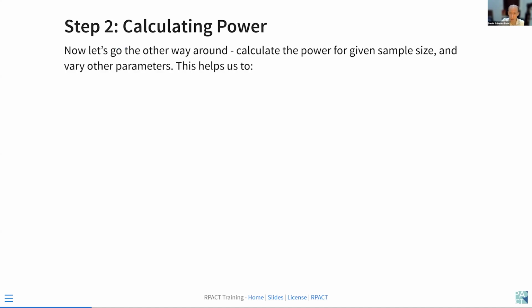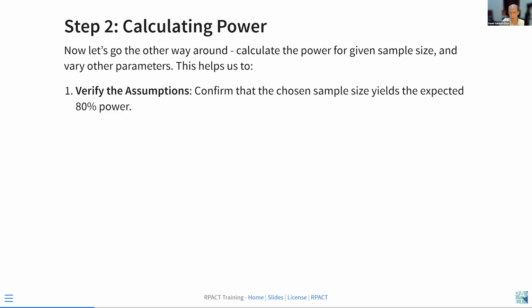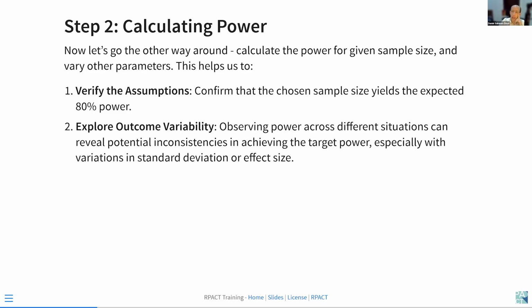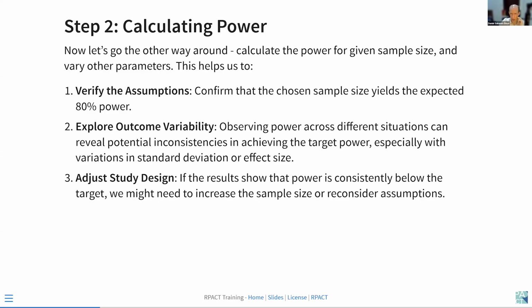Now we can also go the other way around. Let's say we want to calculate the power for a given sample size and vary some other parameters, just to explore a little bit for the team how robust this power is given all these other assumptions that we are maybe not completely sure about, as is always the situation. So we want to verify the assumptions, confirm that the chosen sample size really yields 80% power, and explore the outcome variability, so how the power varies according to different assumptions. And we might also then adjust the study design based on this information, right?